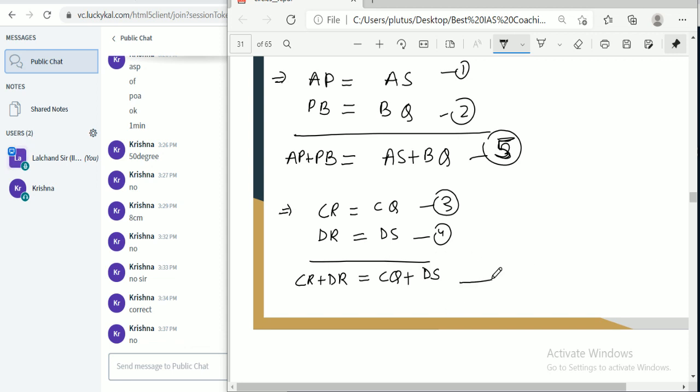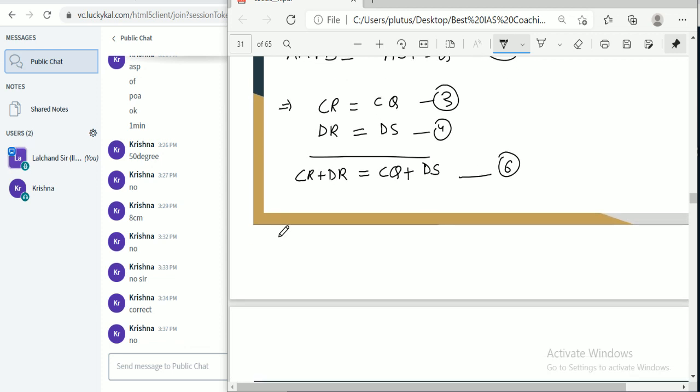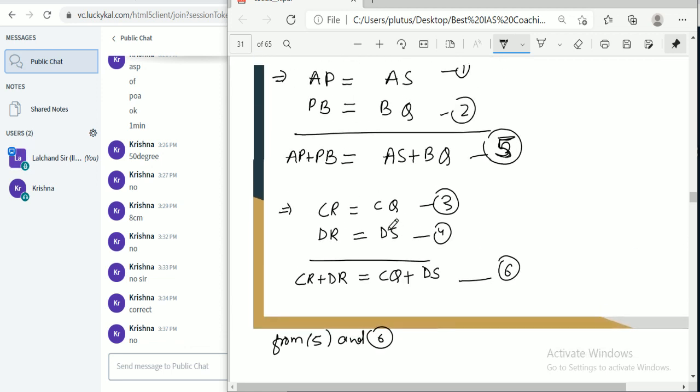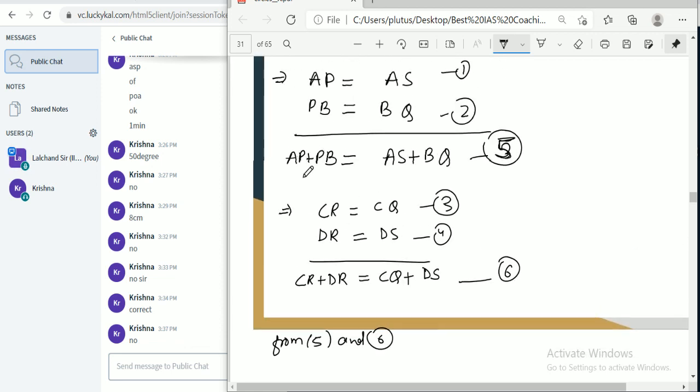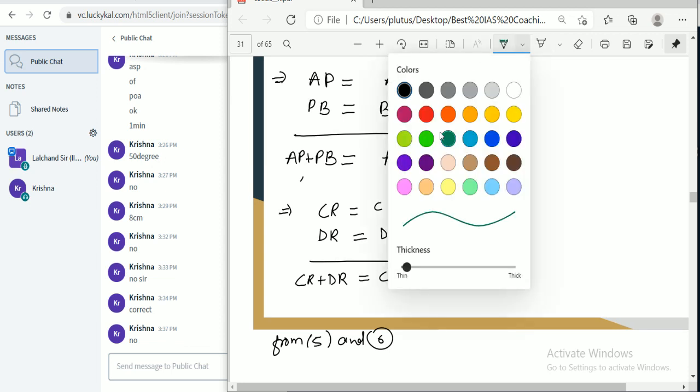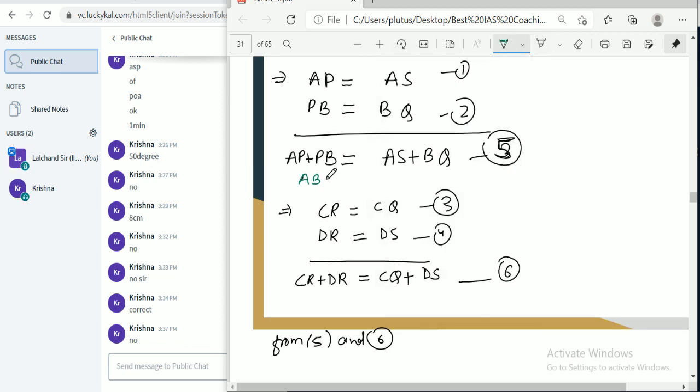So this is equation number 6. Okay, so if we add the 5th and 6th equations, from the fifth and sixth equation, can we write this as AB? We can write this as AB is equal to AS plus BQ, and we can write this as CD equal to CQ plus DS, isn't it?